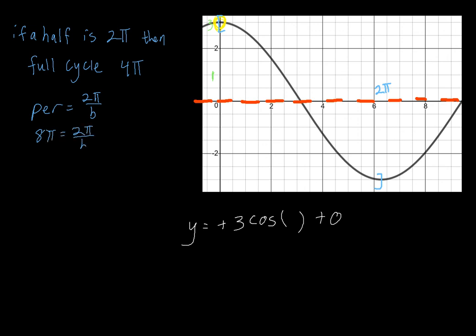And again, this math is going to be a little bit different from what we've done previously. Let's go ahead and multiply both sides by b to get that b out of the denominator. And we get b times 4 pi is equal to 2 pi. This one might not be as obvious as to what you're going to do to solve it, so I'm going to go ahead and divide by 4 pi, get that variable by itself.